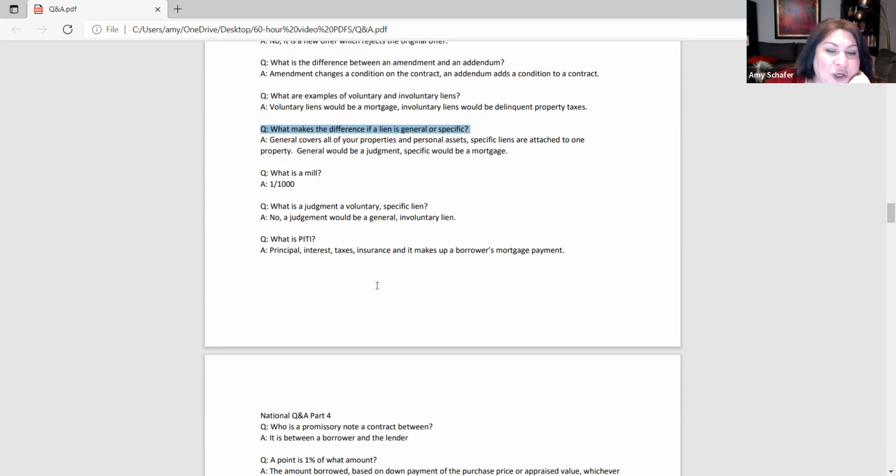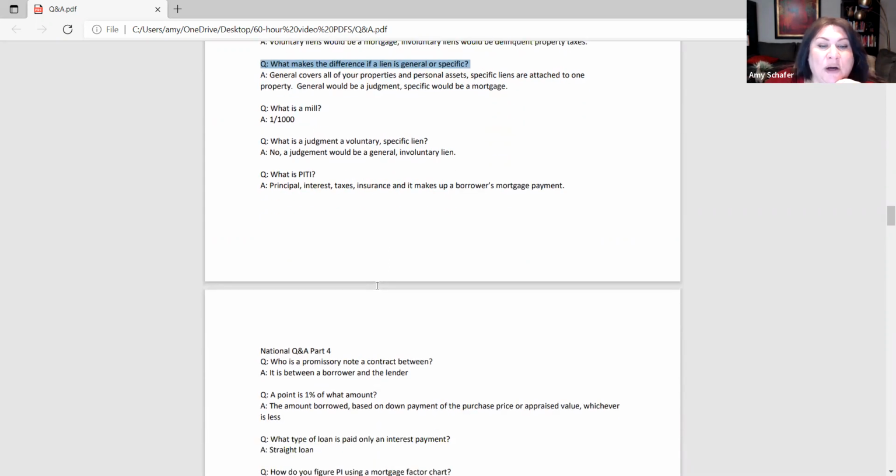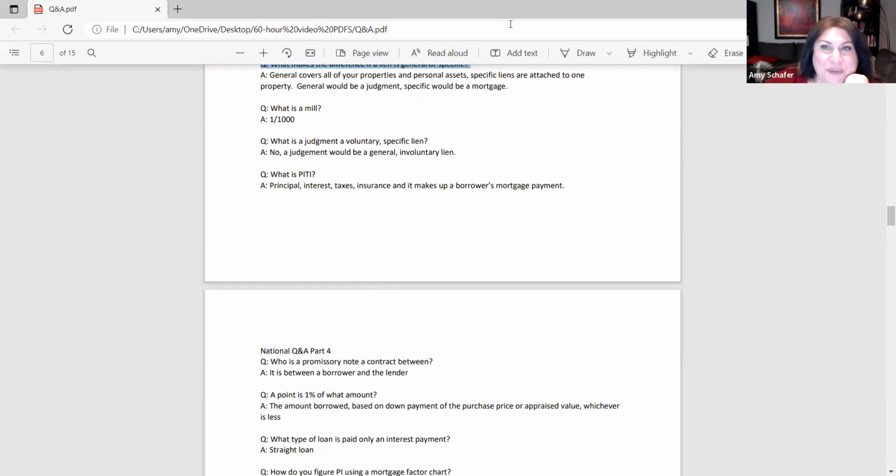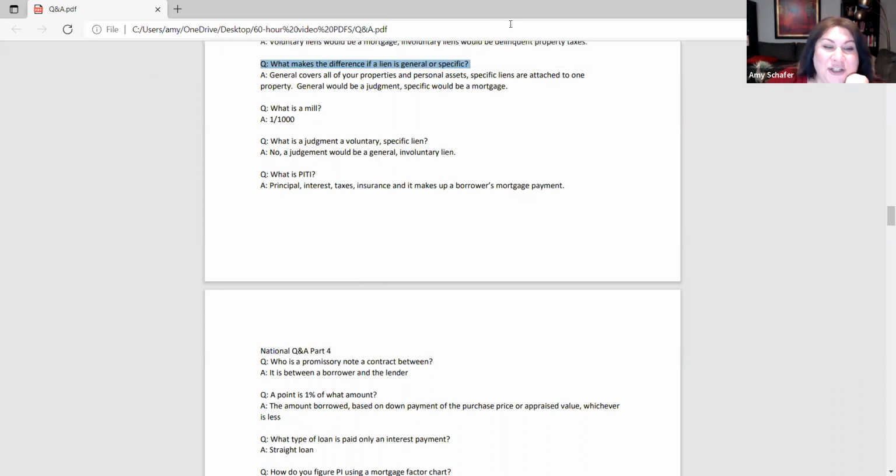And then as a reminder, what is PITI? This is a little teaser for us. In our part 4, we'll get more into mortgage, but PITI stands for principal, interest, taxes, and insurance. And those are the 4 elements that make up a person's mortgage payment. And again, we are on to national part 4, which is the last part for the national content.